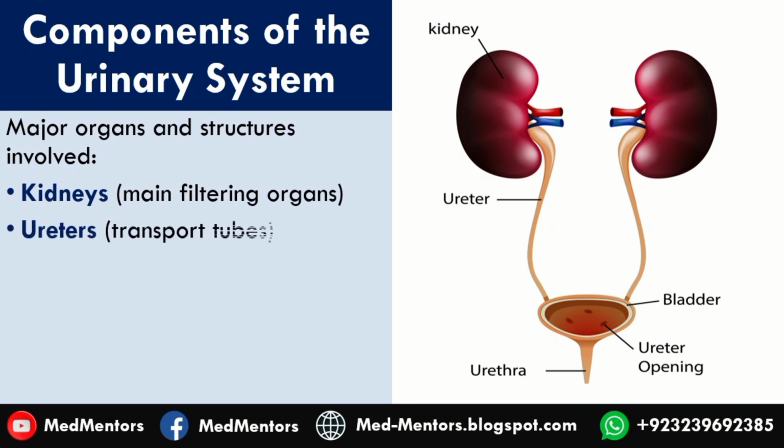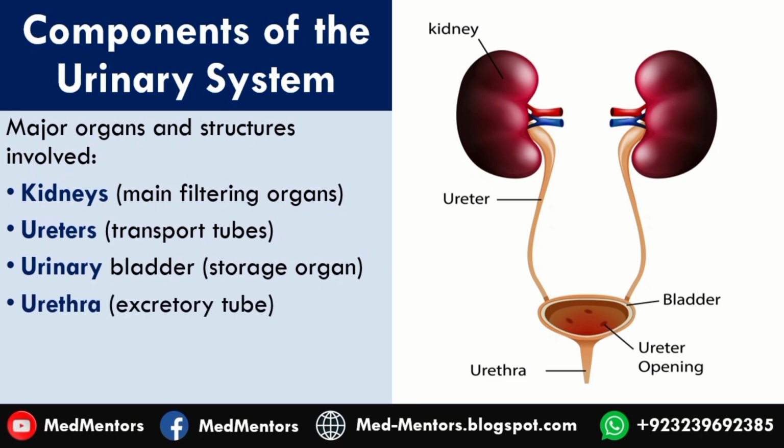Ureters, these transport tubes carry urine from the kidneys to the bladder. Urinary bladder, this storage organ holds urine until it's ready to be expelled. And the last one, urethra. This excretory tube channels urine from the bladder out of the body.